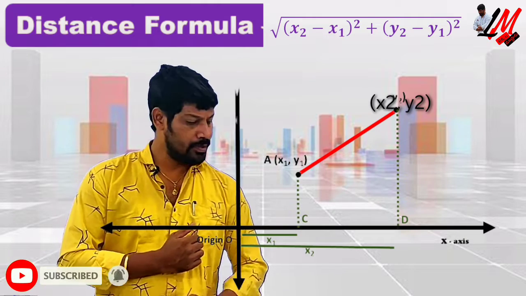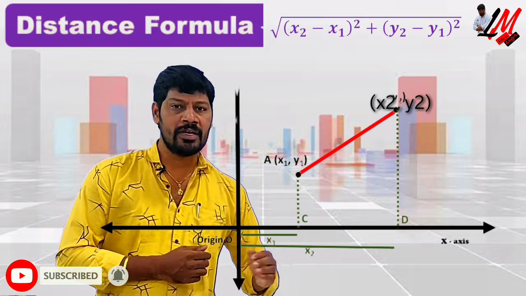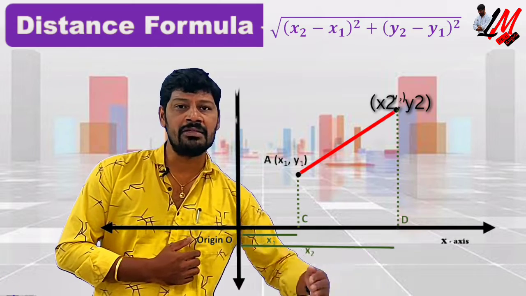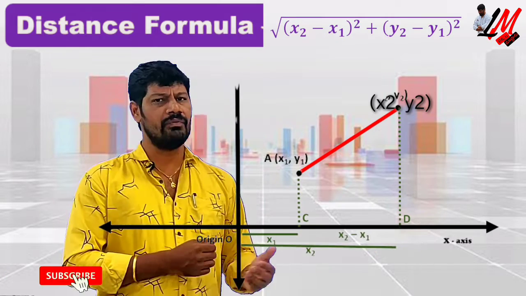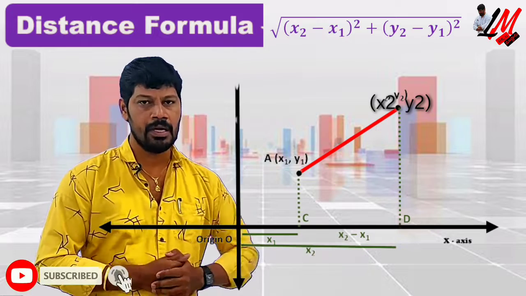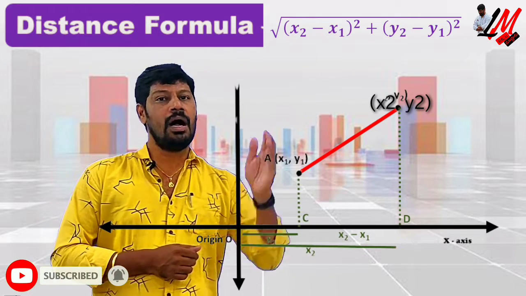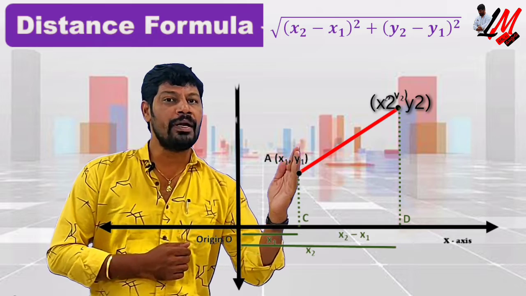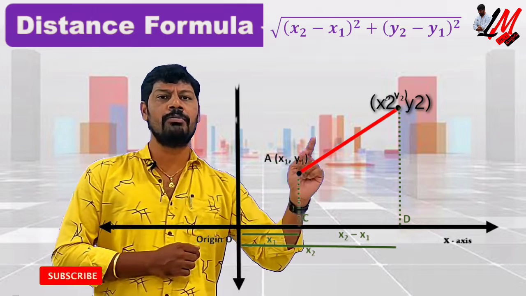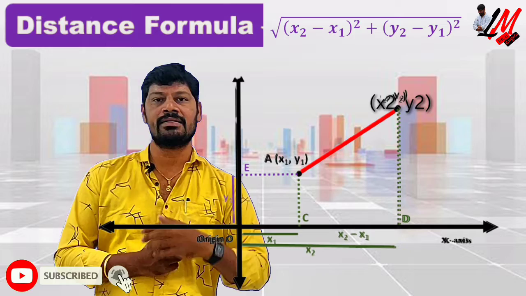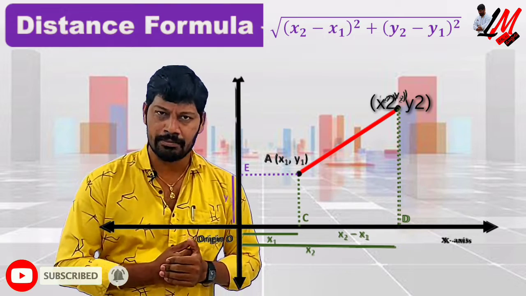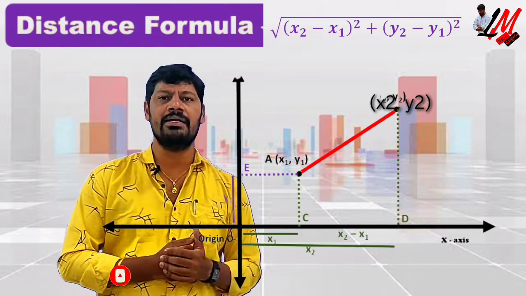Now OC is x1, OD is x2. The difference between these two is going to be the length of CD, or the distance between C and D, which is nothing but x2 minus x1. Now similarly from A and B again, we draw the perpendiculars to the y-axis. Let me draw the perpendicular from A to y-axis. Let us suppose the point is E. Already we have completed C and D.